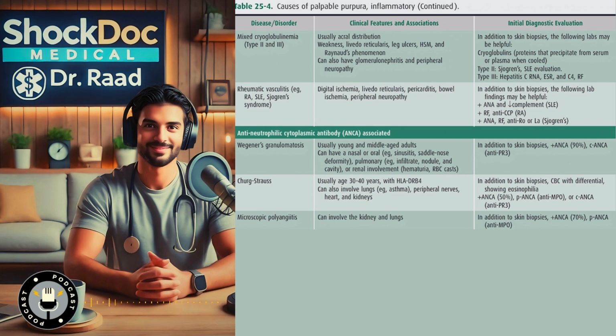For ANCA-associated vasculitides, we also look at Wegener's granulomatosis, granulomatosis with polyangiitis, typically in young to middle-aged adults with nasal, pulmonary, and renal involvement. Expect a positive ANCA with C-ANCA anti-PR3 in about 90% of cases. Churg-Strauss syndrome generally affects patients in their 30s to 40s, often with associated asthma and eosinophilia. Look for a positive ANCA, P-ANCA, or anti-MPO, sometimes C-ANCA. Microscopic polyangiitis can involve both kidneys and lungs, with ANCA positivity in around 70%, usually P-ANCA anti-MPO.